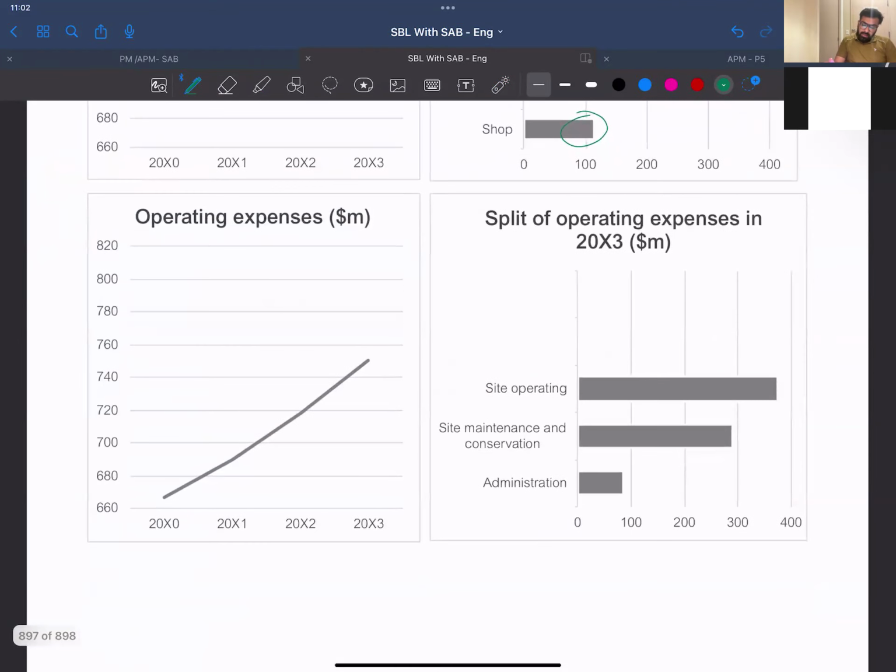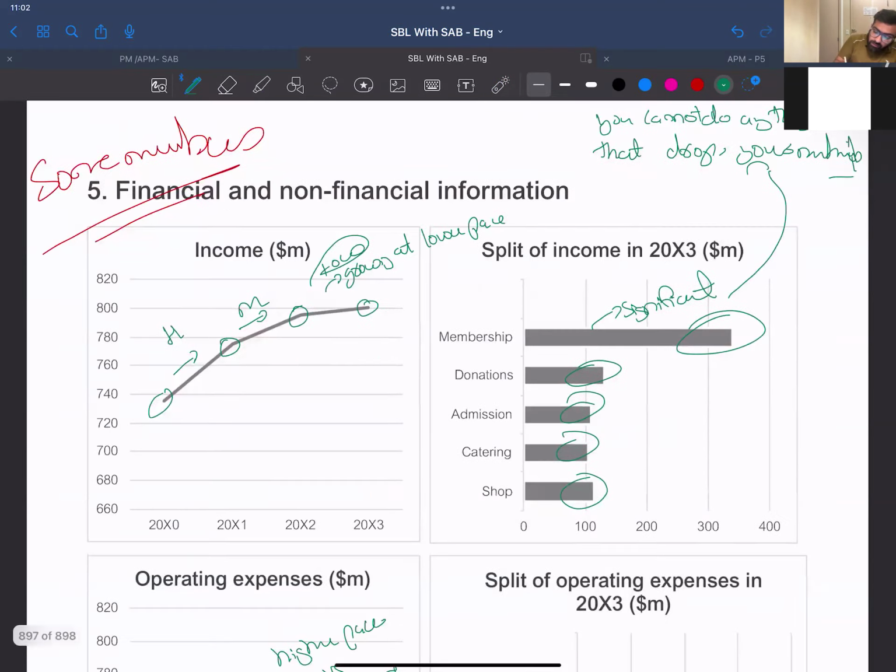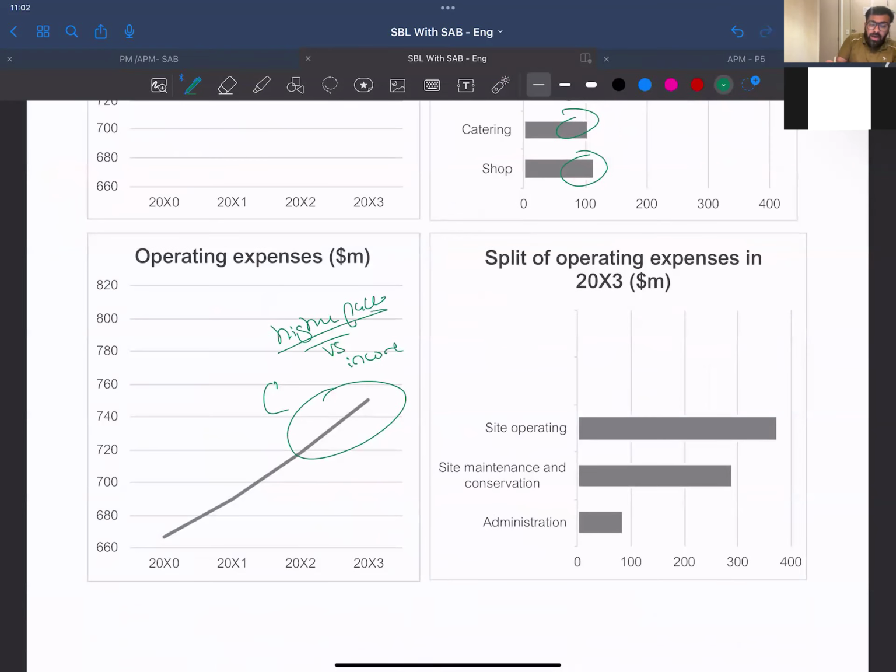So expenses have grown at a higher pace, I believe, versus income. If you see, the income had grown at a lower pace, right? Now this is at a higher pace, right? So this is also going great.